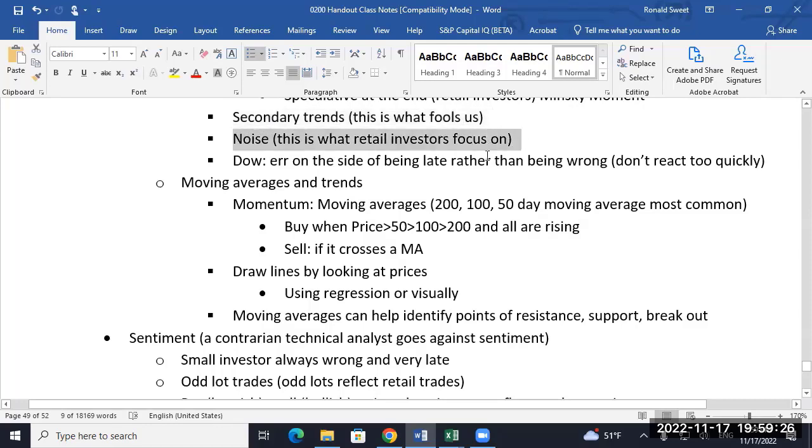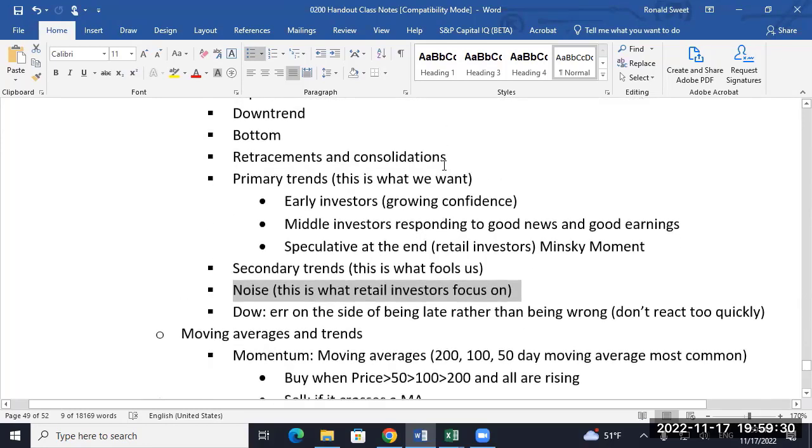And then noise. That's what retail investors focus in on. Now, you might say primary trends, that's over months, secondaries over weeks, noise is over days, but no, all of these trends exist in all time periods. So we have Will Jones, our day trader. These primary, secondary, and noise trends exist in days. You see the same trends. In fact, it's really hard to tell the difference between a day pattern, a month pattern, and a year pattern. They look very, very similar.